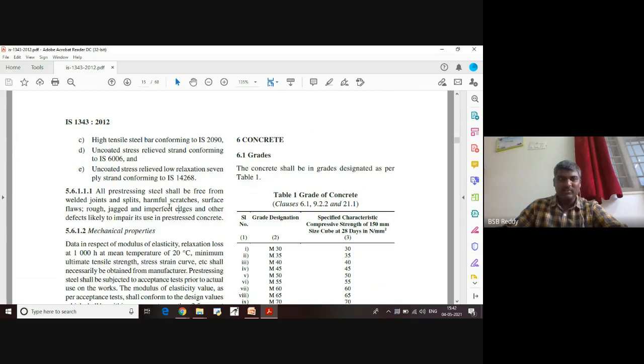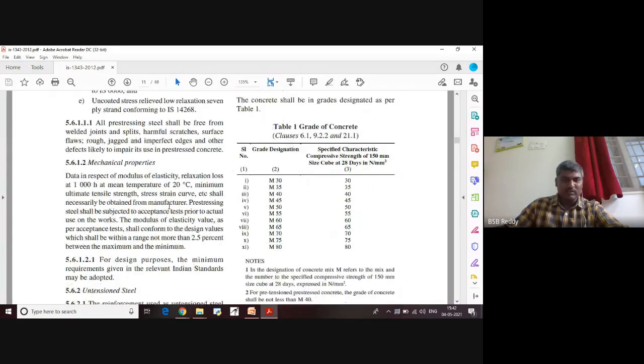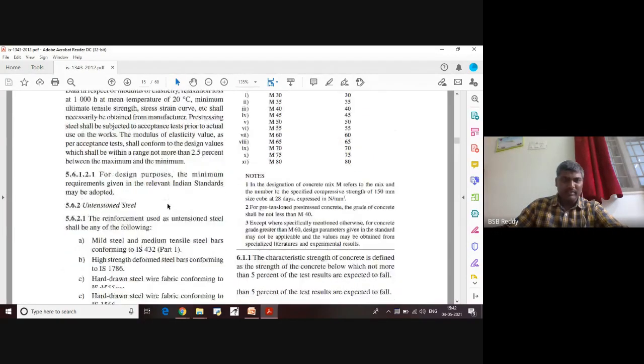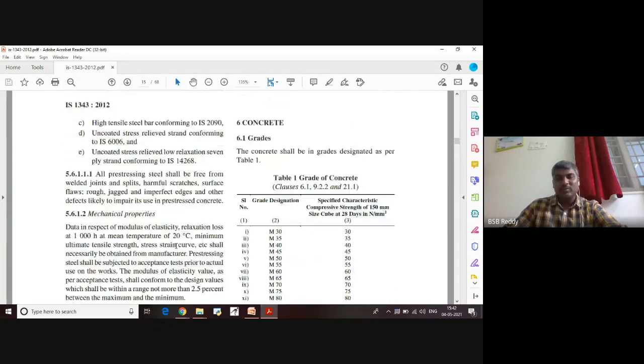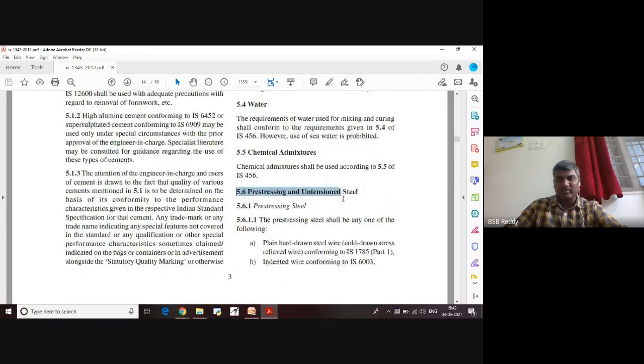Okay, so it also talks about mechanical properties, and it talks about untensioned steel also, like normal conventional steel, mild steel, HYSD bars, hard drawn steels. So class 5.6 completely talks about pre-stressing and untensioned steel.